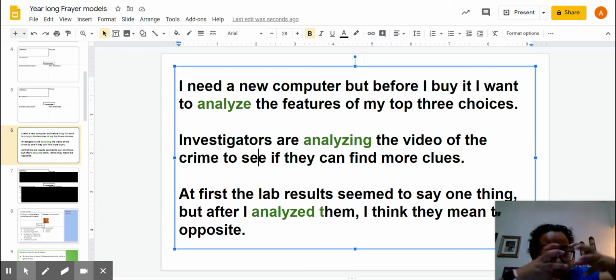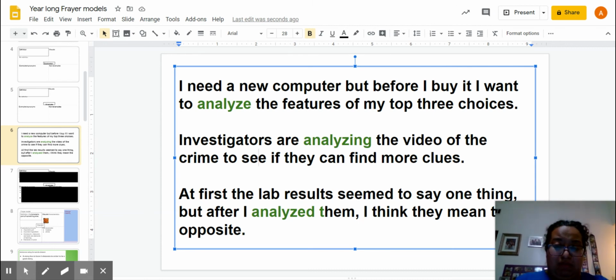And the meaning doesn't change because we change the sentences. Your guess or your definition of analyze should work for all of the sentences. So if you say, I think analyze means blah, blah, blah, it should fit for number one, number two, number three. Just because the sentences change or what we're talking about changes doesn't mean that the definition will change. It should fit in all three.